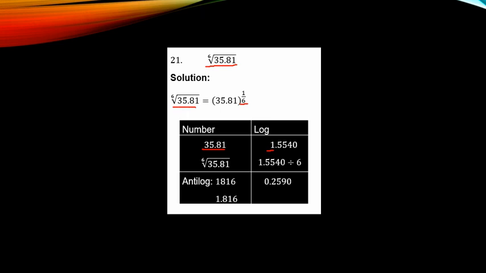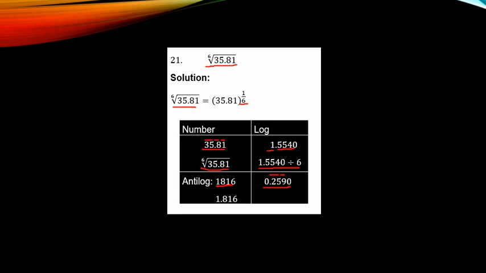For the mantissa, you check 35 under 8 difference 1, and that gives 5540. Sixth root means you divide 1.5540 by 6, and when you divide, you get this result. So our final answer is checking the antilog of 0.2590. We are interested in the decimal part, so you take 0.25 under 9. There's no difference, 0. So 0.25 under 9 is 1816.